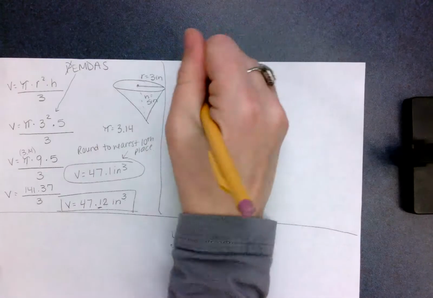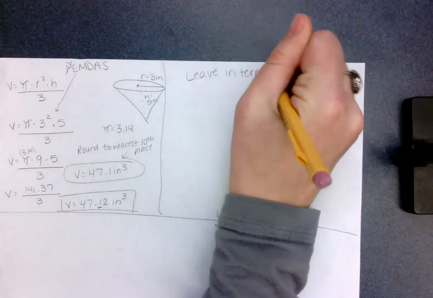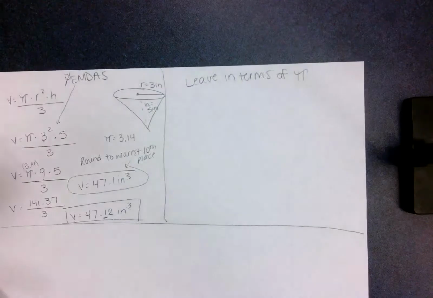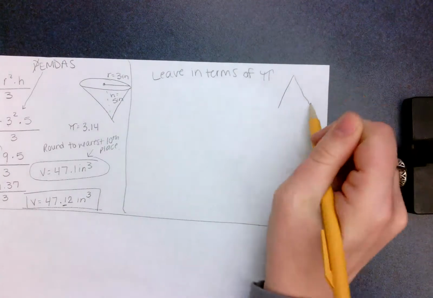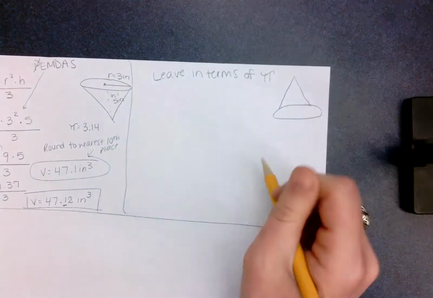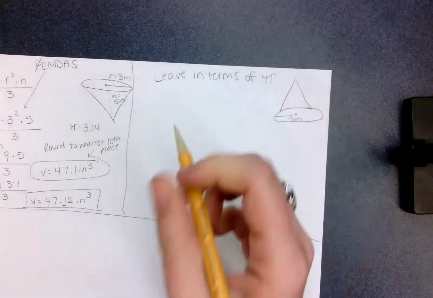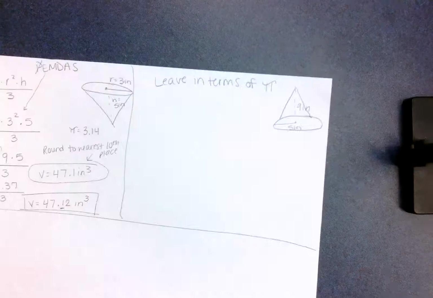Next, we're going to practice a problem where we leave our answer in terms of pi. So I'll say you are given a cone. I'll draw my cone upside down. 5 inches is my radius. 9 inches is my height.